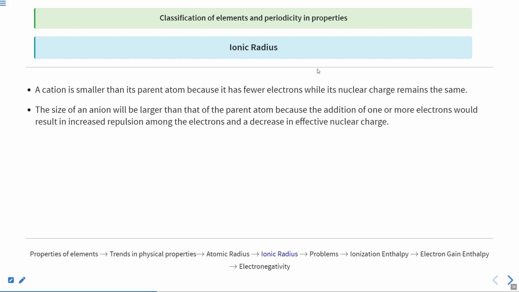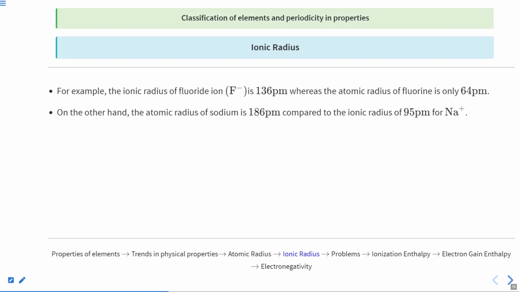So this thing should always be in your mind, that a cation will always have a smaller size than the parent atom, and the more the positive charge on the cation, the more will be the contraction in its size. Whereas the more the negative charge on an anion, the larger will be the size of that atom due to repulsion.